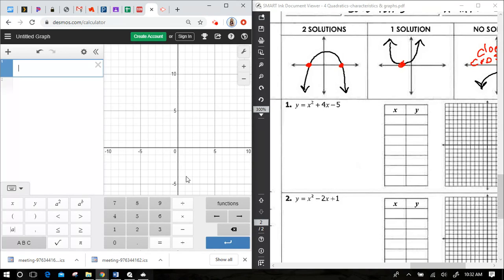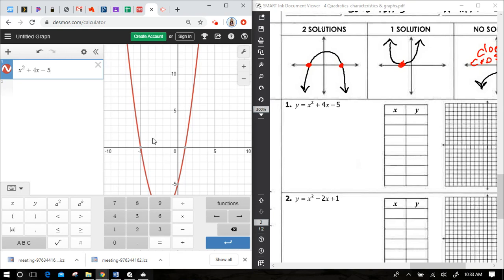Okay, so let's do number 1 together. We are going to use the Desmos calculator. I have it split-screened so that we can see both the problem and the Desmos calculator at the same time. I'm going to click on function number 1, which will be the only function I need to type in. I'm going to type x squared plus 4x. You can use these down here, or you could use your keyboard to type it in.